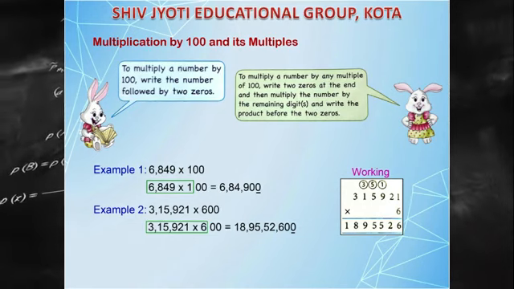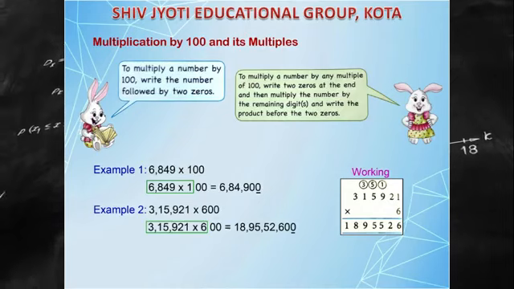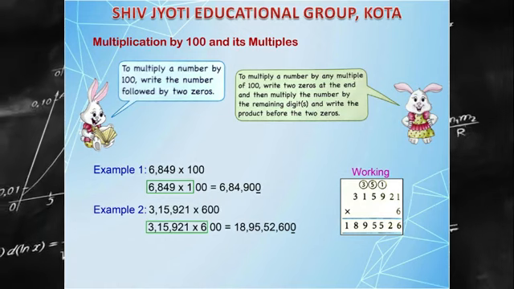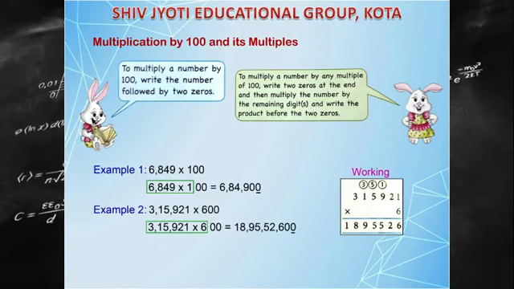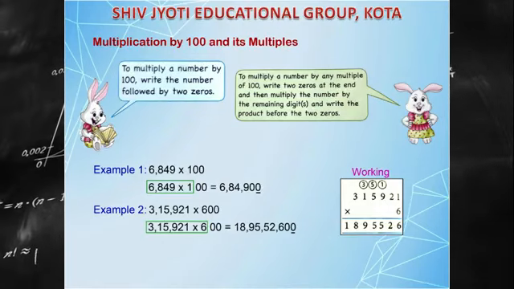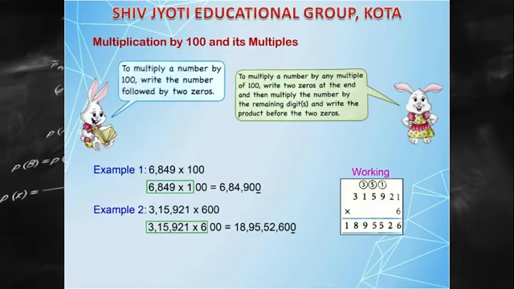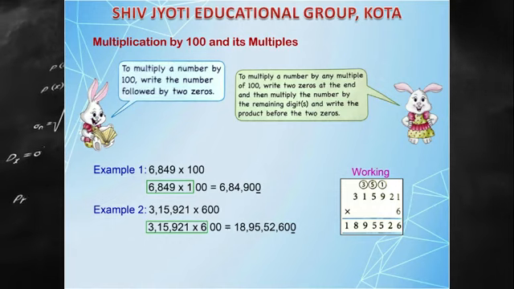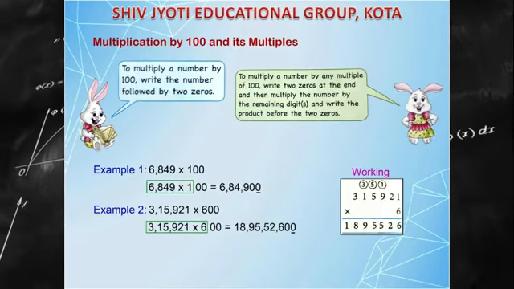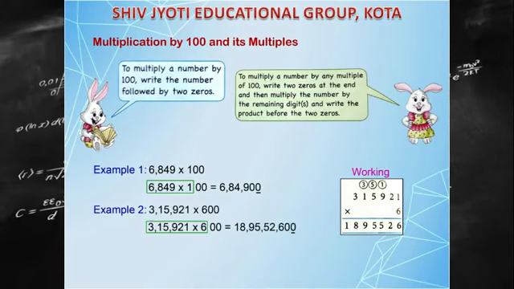To multiply a number by any multiple of 100, write 2 zeros at the end and then multiply the number by the remaining digits and write the product before the 2 zeros. Let's take one more example. 3,15,921 multiplied by 600. Here we multiplied 3,15,921 by 6, then insert 2 zeros to the right side of the number because 100 has 2 zeros. So here 18,95,52,600 is the product of the numbers.